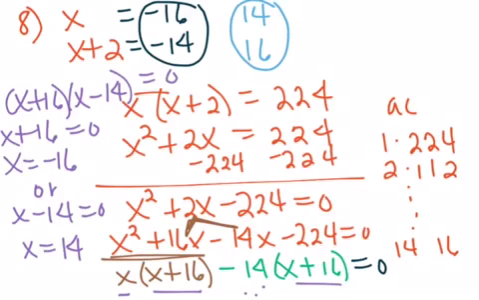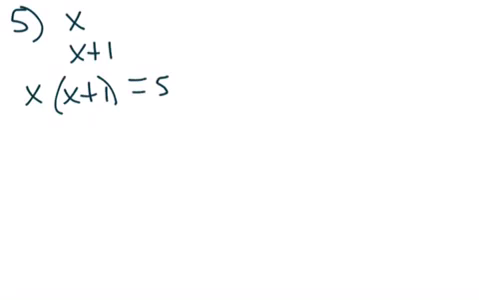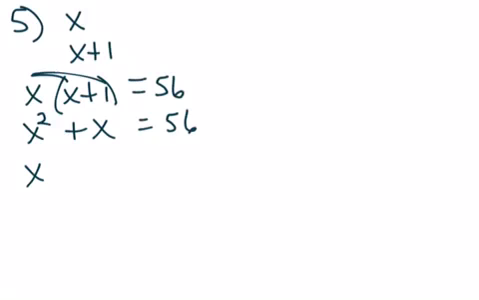Okay, in my notes, I skipped to number 5, so I'm going to go backwards for just a moment and work problem number 5. Number 5 says, find two consecutive integers. So this time we're not looking for even or odd, so the consecutive integers are x and x plus 1, whose product is 56. So that means the first number times the second number has to equal 56. So you distribute: x squared plus x equals 56. In order to work this, we need to put it all on one side.